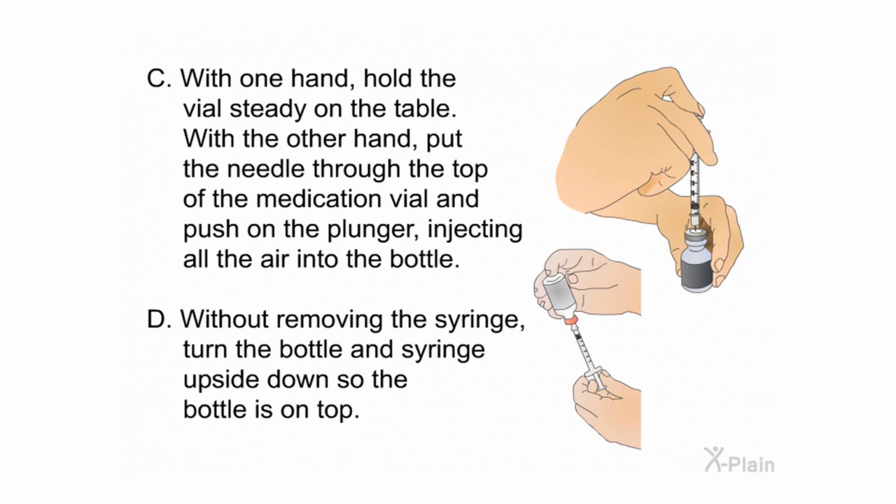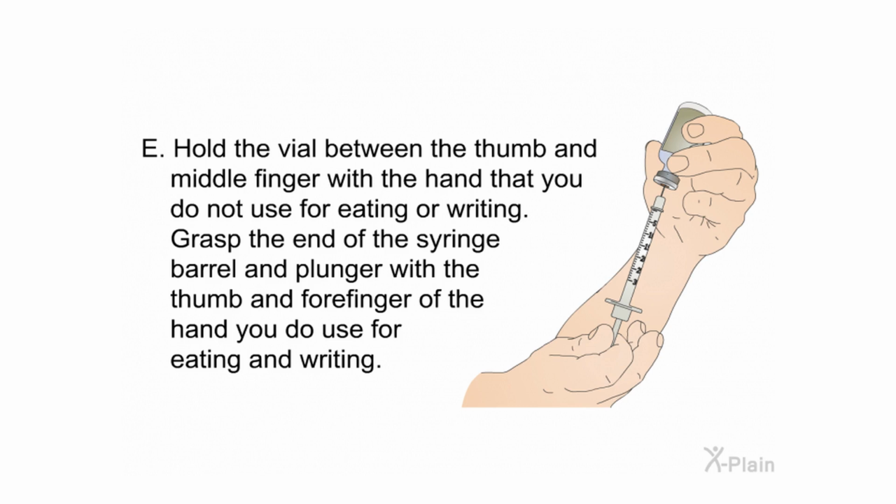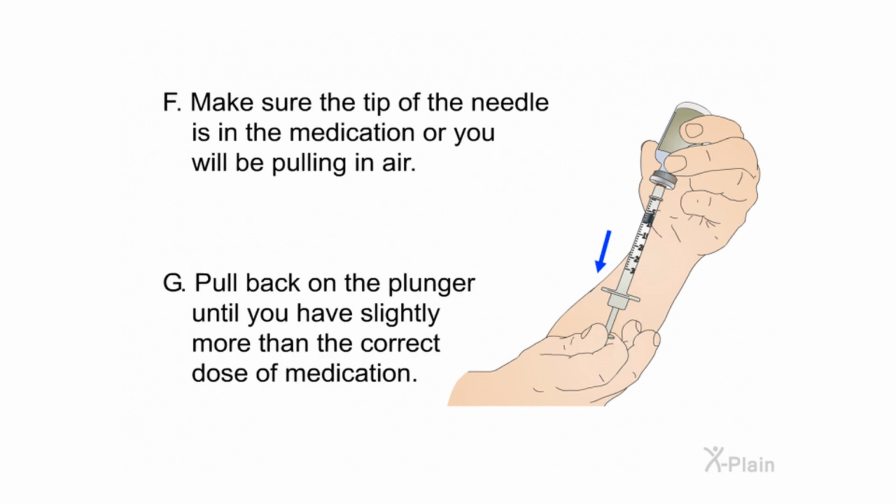D. Without removing the syringe, turn the bottle and syringe upside down so the bottle is on top. E. Hold the vial between the thumb and middle finger with the hand that you do not use for eating or writing. Grasp the end of the syringe barrel and plunger with the thumb and forefinger of the hand you do use for eating and writing. F. Make sure the tip of the needle is in the medication or you will be pulling in air. G. Pull back on the plunger until you have slightly more than the correct dose of medication.